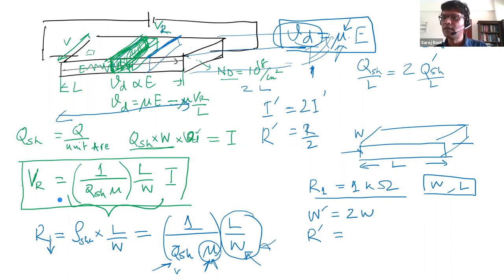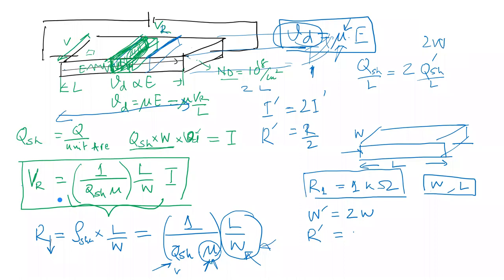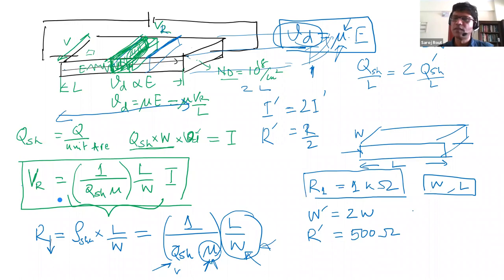I'll not have everyone answer, I'll pick someone. Chirag, what's the new R? I increase the W by twice. So R by 2. R by 2, which is what, if it was 1 kilo ohm? 0.5, okay, 500 ohms.